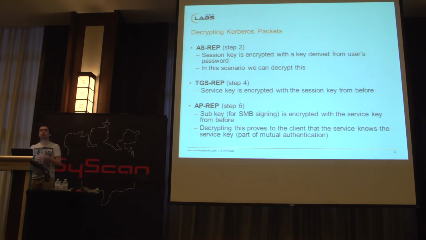And then later, when the actual request to SMB happens, the reply that comes back from the server there has a signature, so it's got a key, the subkey that it's then going to actually use for SMB signing, encrypted with a service key, which again, we know if we've been keeping track of everything, which means at that point, we know how to sign communications with SMB.